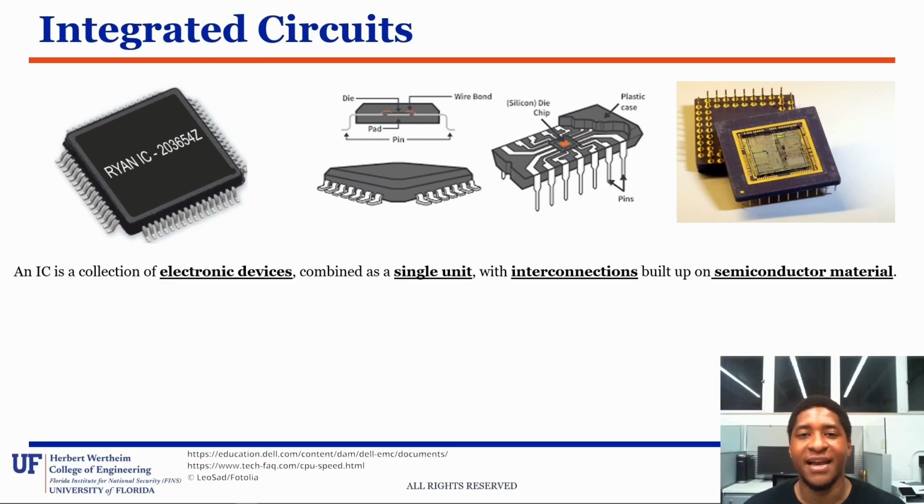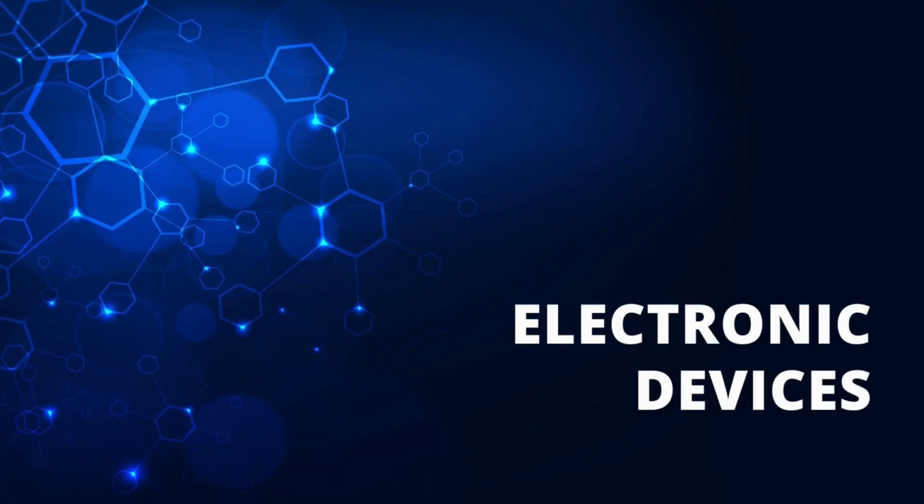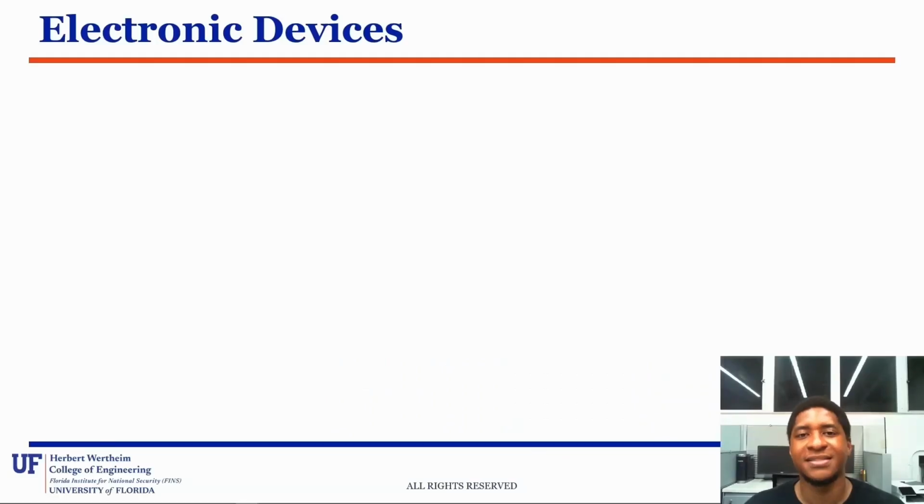Notice that I have underlined and boldened keywords: electronic devices, single unit, interconnections, and semiconductor material. These are the keywords that you will need to keep in mind when you want to describe an IC. So throughout this lesson, I will point out these specific keywords and help you understand them. Let's start with electronic devices.